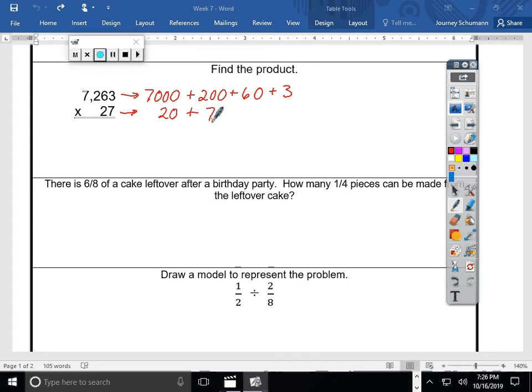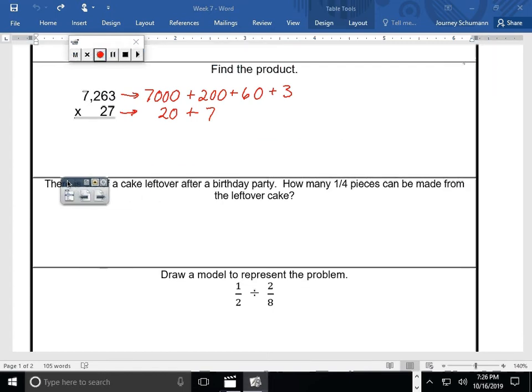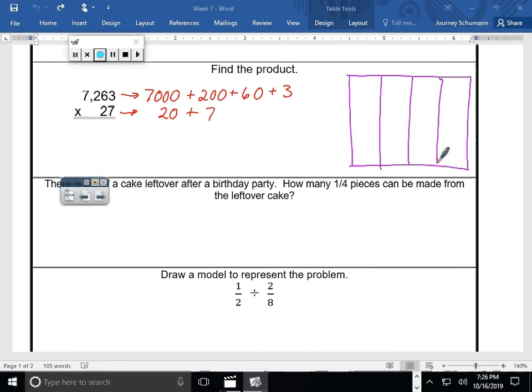If I were to try that in an area model, I will try that off to the side. I'm afraid I might run out of space, but I'm going to give it a go. I'm going to have that many pieces, 1, 2, 3, 4 parts in my area model. So I'm trying to think if I'll be able to even fit this in here. 4 parts running across the top to represent my 7,000, my 200, my 60, and my 3. And then just 2 parts running the other direction to represent my 20 plus 7, or 27.